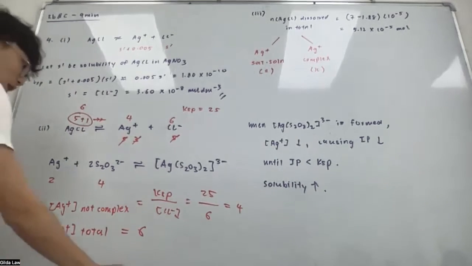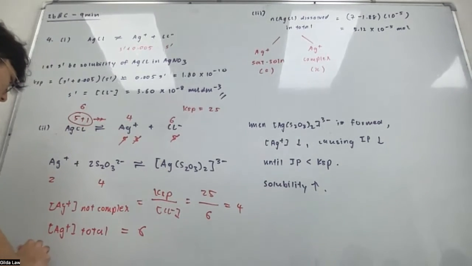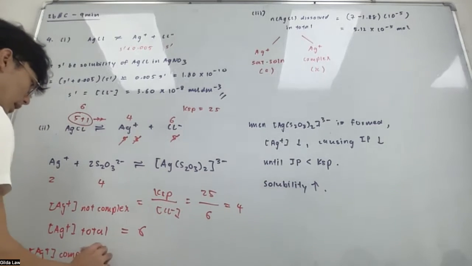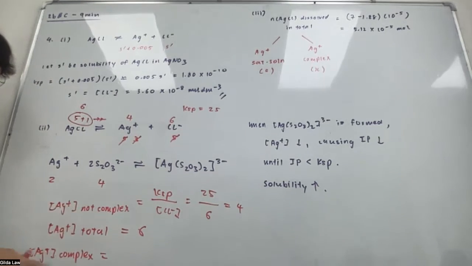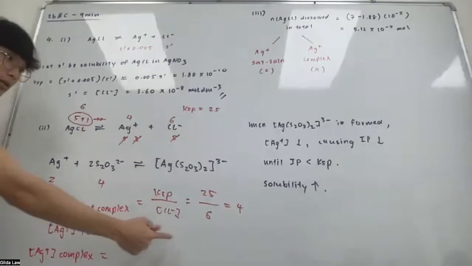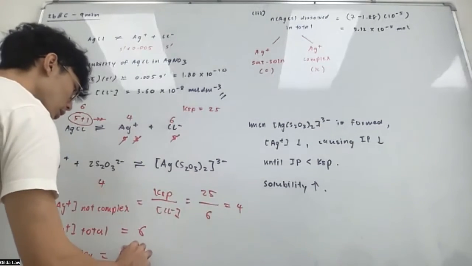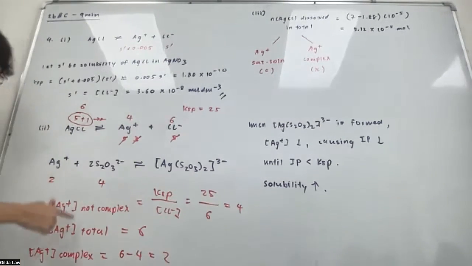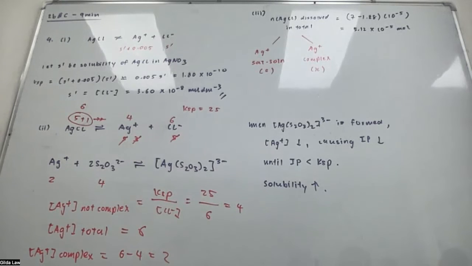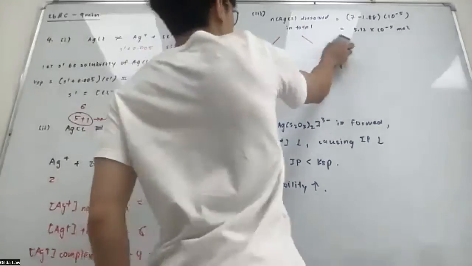How do you find out how much Ag plus is used in the complex? I have total and not complex. So how do you find out how much complex? 6 minus 4. It's 2. Did I use 2 Ag plus for the complex? Yes, I did. So that's how you calculate this question. I'm now going to put in the actual values. So you all follow these steps. I'm going to follow the exact same steps.